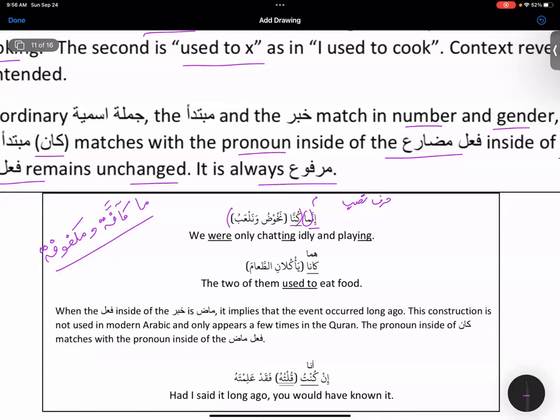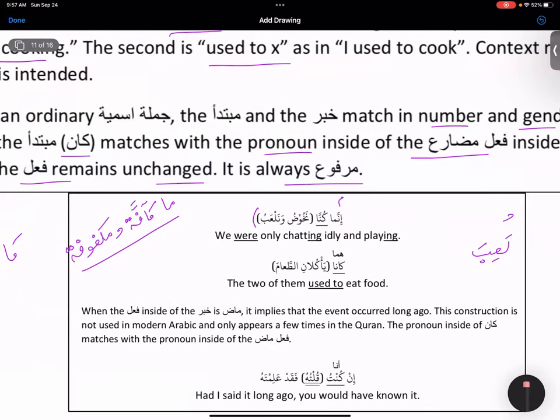I need to check exactly how they do that. Anyone know what ayah is this one? Innama kunna nakhudu. If someone can go on Corpus Quran and search nakhudu wa nalabu, lam, ain, and ba, we will get all these verses and we can see which one it is. And then I need to check how they are labeling this innama. Are they still taking it as a mubtada or not?